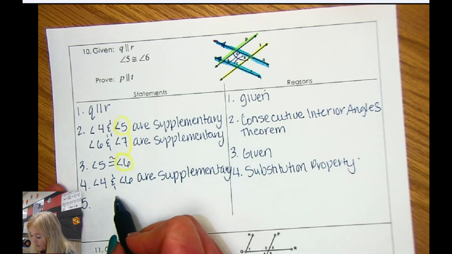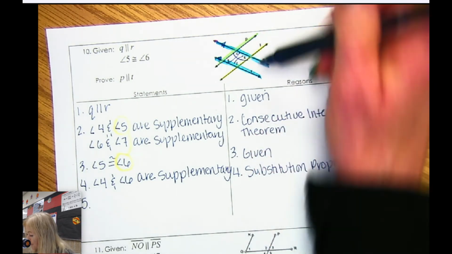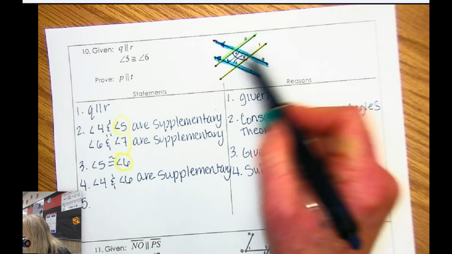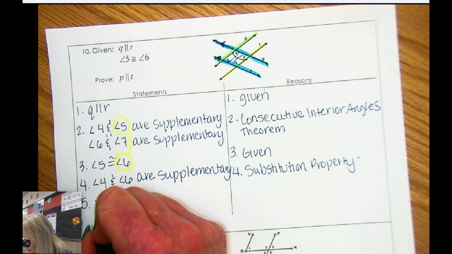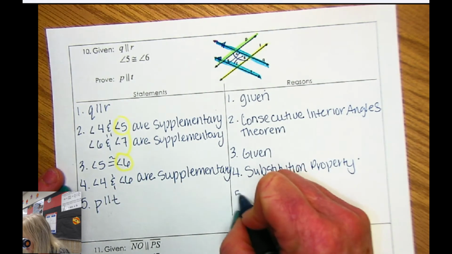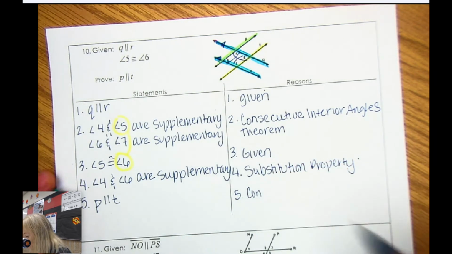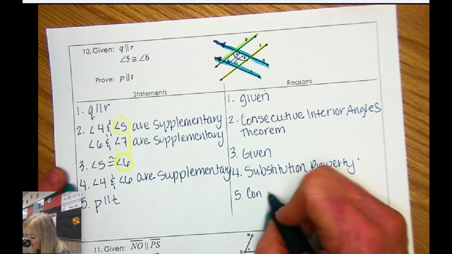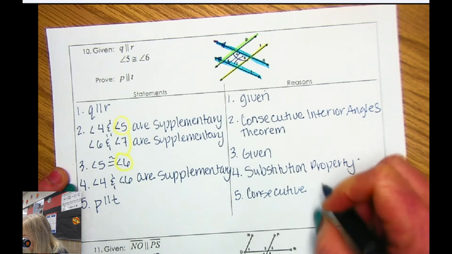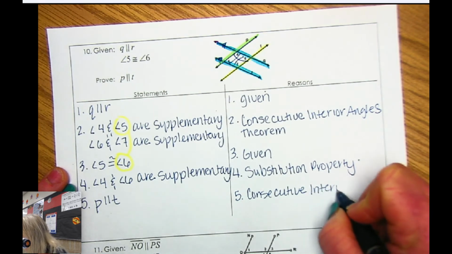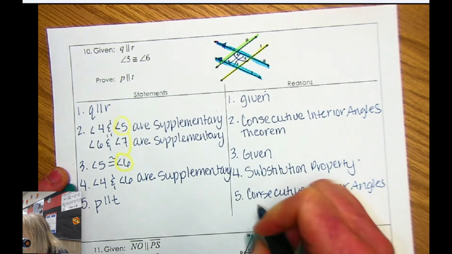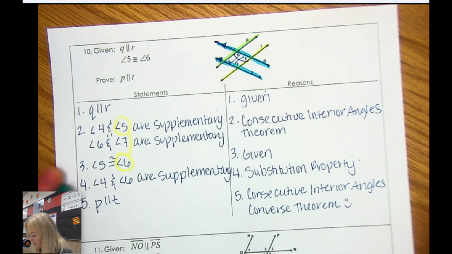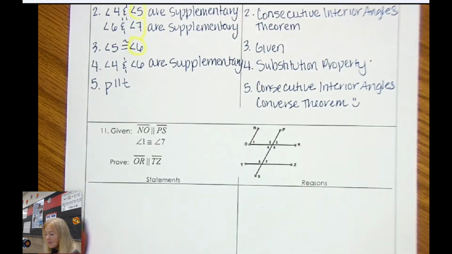All right, and then if 4 and 6 are supplementary, then they happen to be along the same transversal. The blue line now becomes a transversal for the green and yellow line, and therefore P must be parallel to T by the consecutive interior angles converse theorem. We use the converse again, remember, when proving lines are parallel. So consecutive interior angles converse theorem. All right, done.